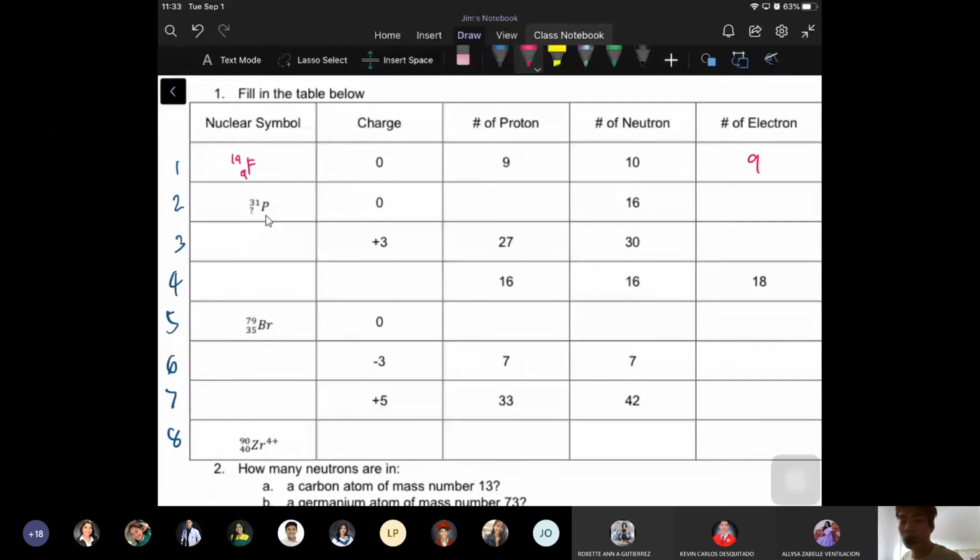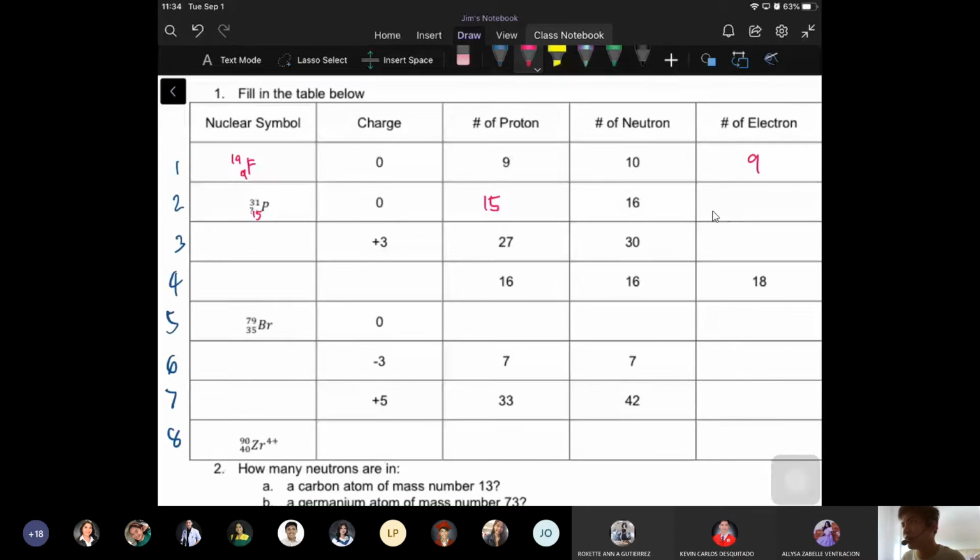So I'm just going to look up the atomic number of phosphorus, and that's 15. So I'll just write 15 there. So 15 is the phosphorus. That means the number of protons is also 15. And to verify if our protons are correct, if we add protons and neutrons, that should give us 31. So 15 and 16 will really give you 31.